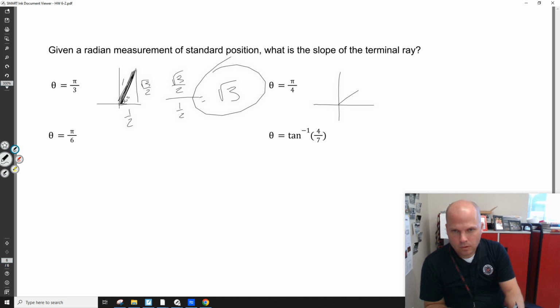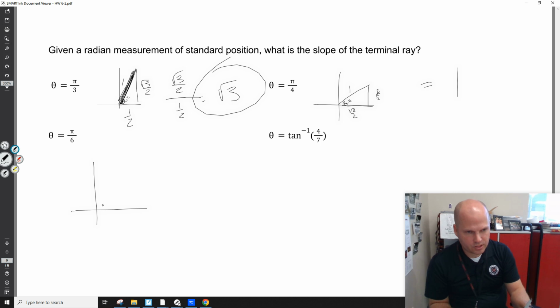Pi over 4: if I have a hypotenuse of 1, and I understand pi over 4 is 45 degrees with reference, we got root 2 over 2 over root 2 over 2. That's the rise over run. That's the slope of 1. Pi over 6, 30 degrees. We have to keep this in our brains. It has to be memorized. Hypotenuse of 1, short side, longer side. The rise over the run is 1/2 divided by root 3 over 2, which is 1 over root 3, which is root 3 over 3.